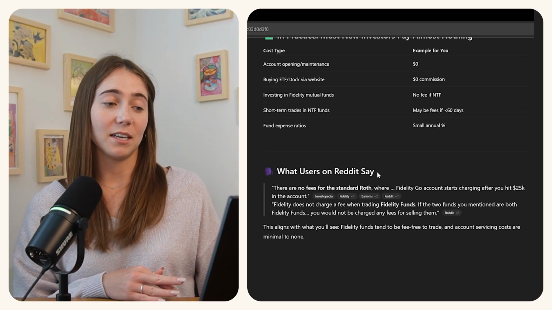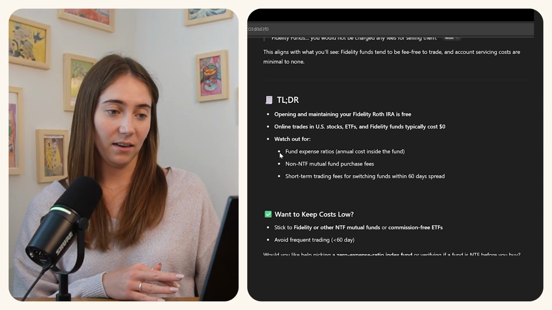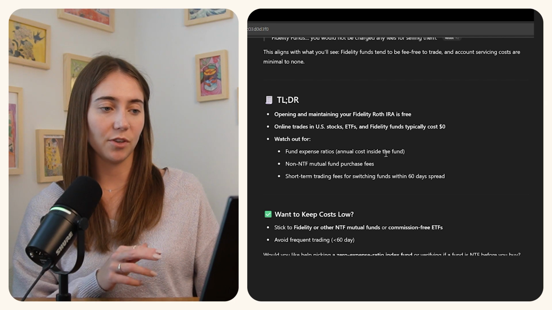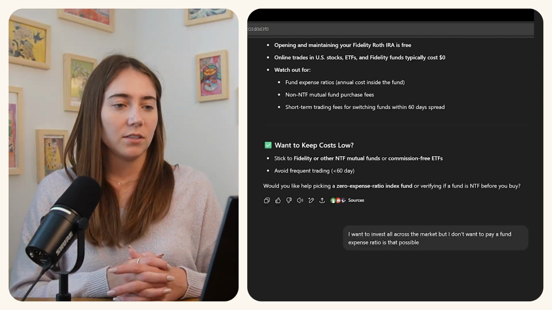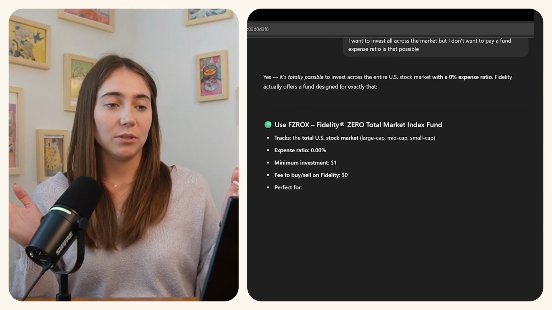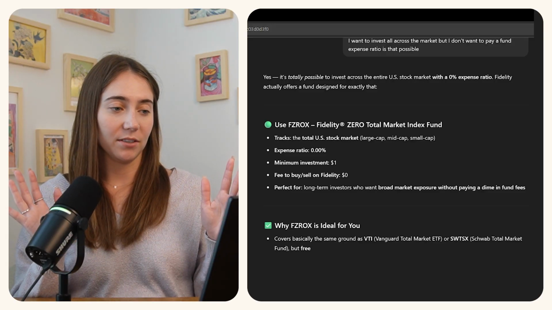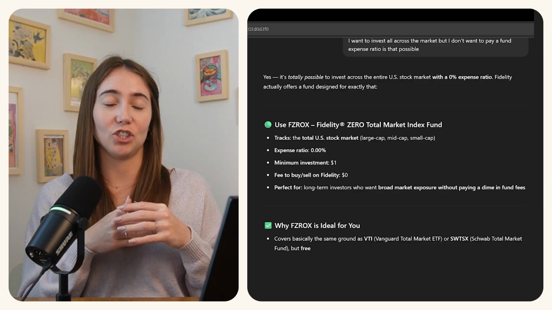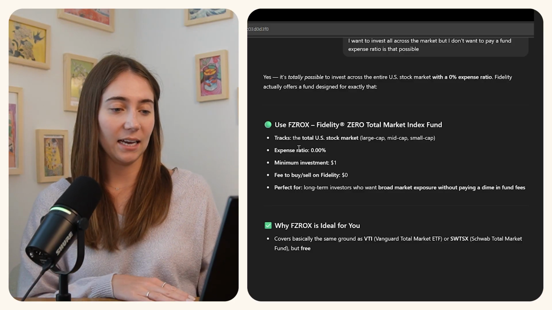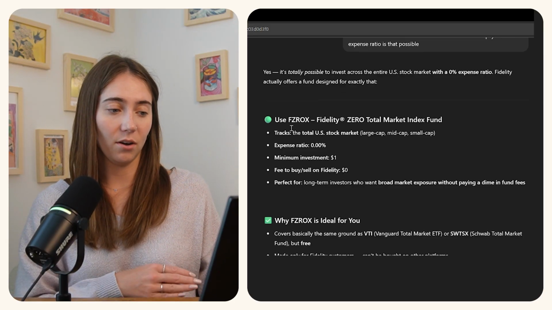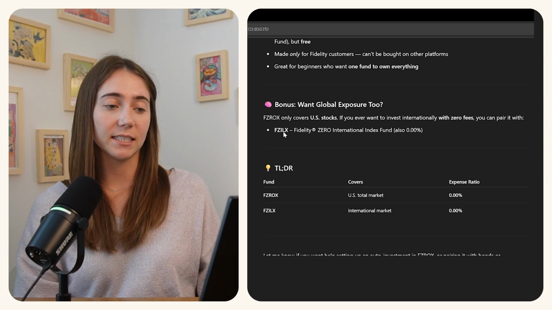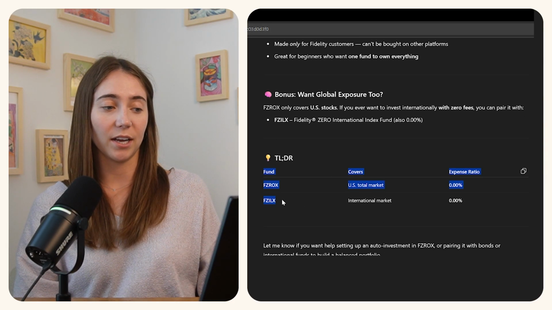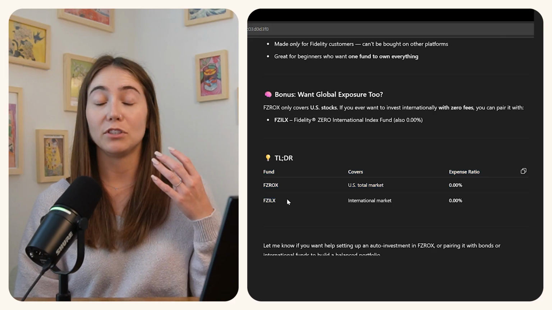And it's going so far as to tell me what Redditors say about it. So it's saying the biggest thing I need to watch out for is fund expense ratios, so the annual cost inside the fund. So I'm asking how I can do this with no expense ratio, and they're saying Fidelity can do it. So there is a total market index fund, which is just how the market is generally performing, and it costs nothing. So that would probably be one of the first things I would consider investing in. And it covers the US market as well as the international market under a different fund. So there I have 2 options.